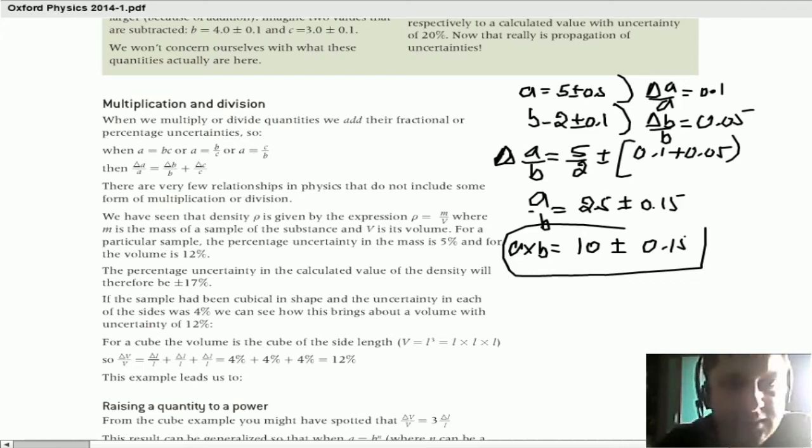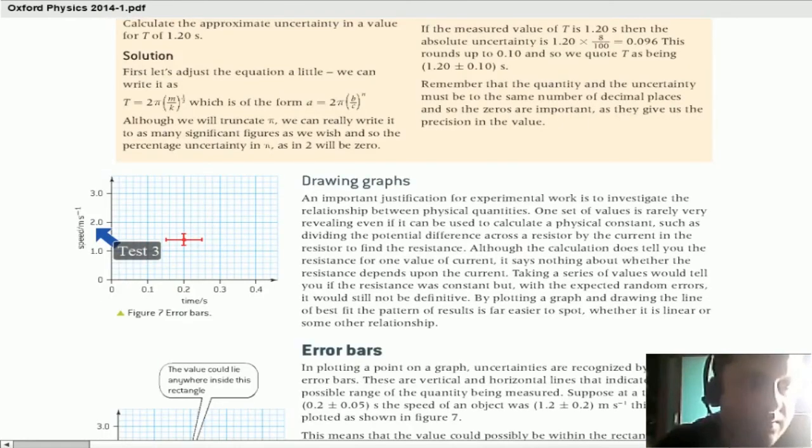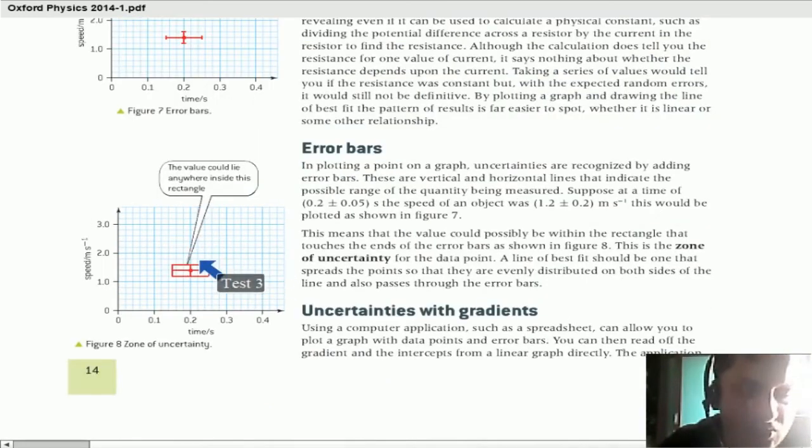Now similarly, when you draw the graph, let's say you have measured the speed and the time, right? You show the speed in a certain range like this. Let's say I measured it as 1.4 plus minus 0.3. Then you show it like this. Time, you have measured it as 0.2 plus minus 0.05. Then you show it like this. This is called the error bars. Fine? This is how you show it. This is called error bar again. This is the zone of uncertainty where your value may range.